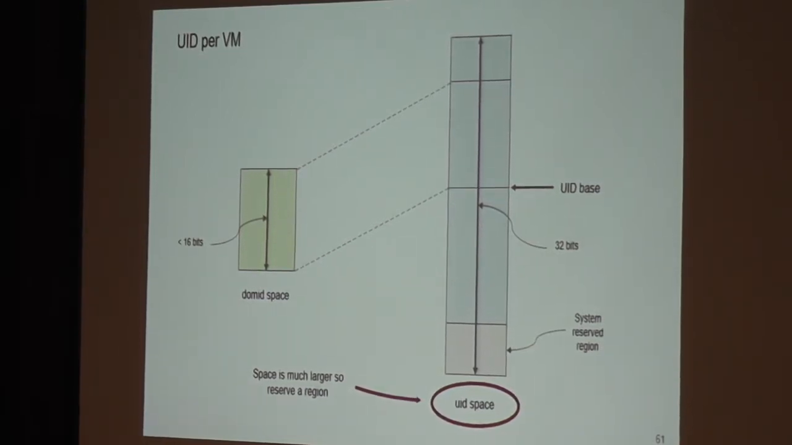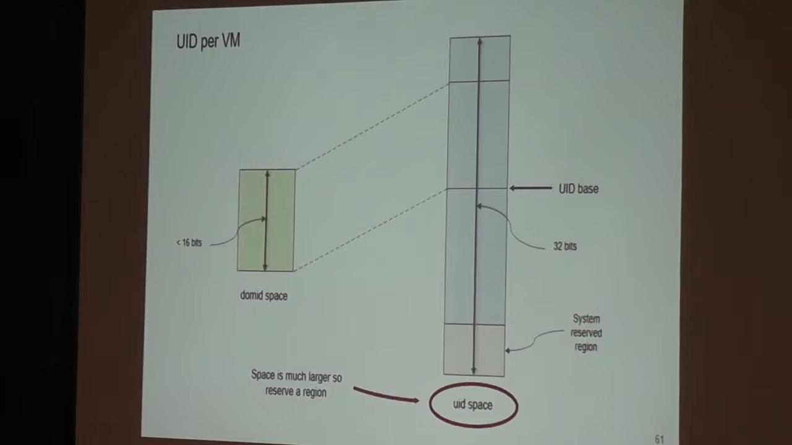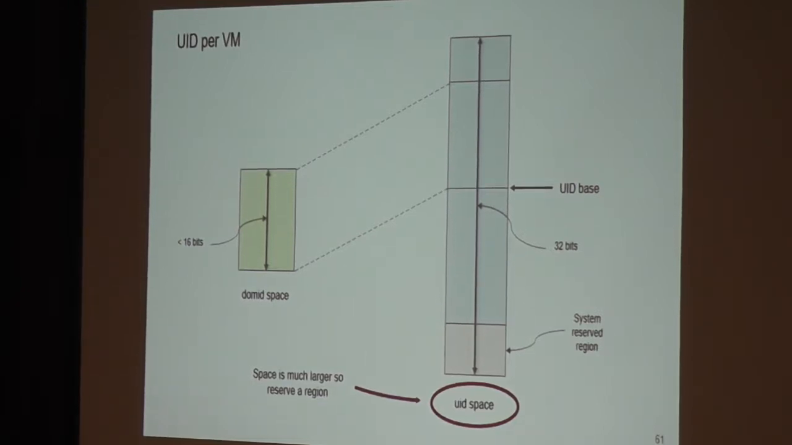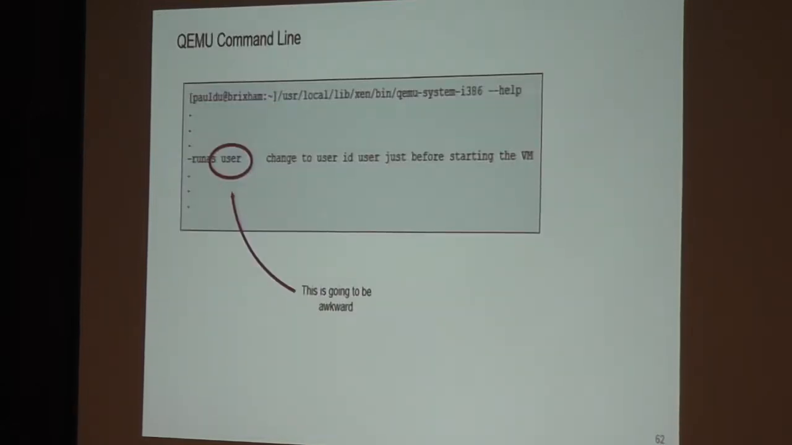Happily, on most OSs, including Linux, the UID space is 32 bits wide, so it's significantly larger, which means we can choose a window in that UID space to map the DOM IDs onto. So we can then have a one-to-one correspondence between a DOM ID and a particular UID, just using the base value, which is convenient because otherwise we'd have to tell the tool stack how to map every single DOM ID to a UID. So we still have an issue.